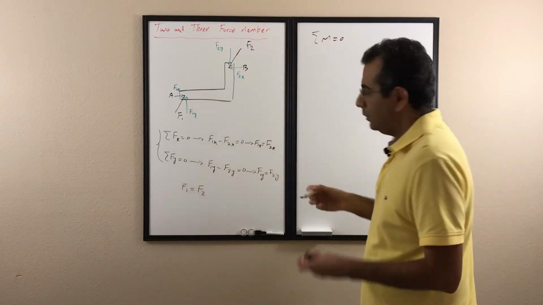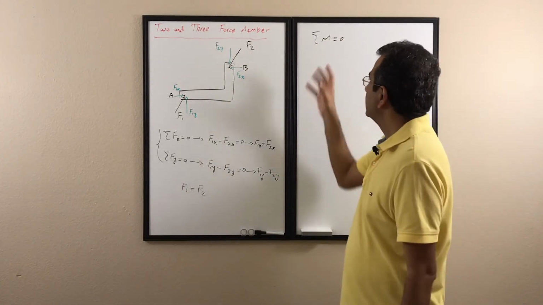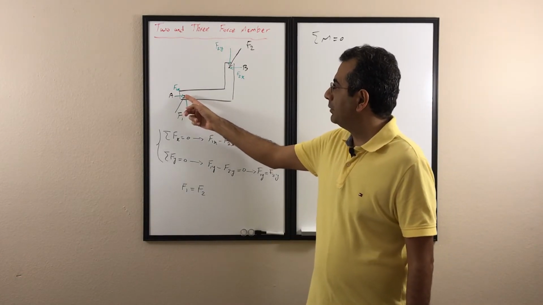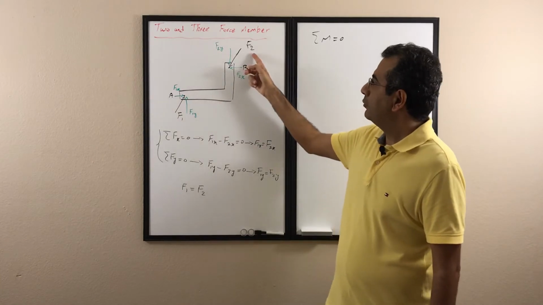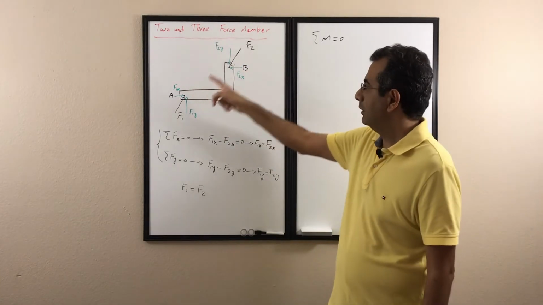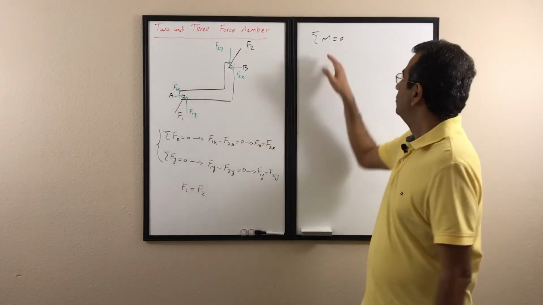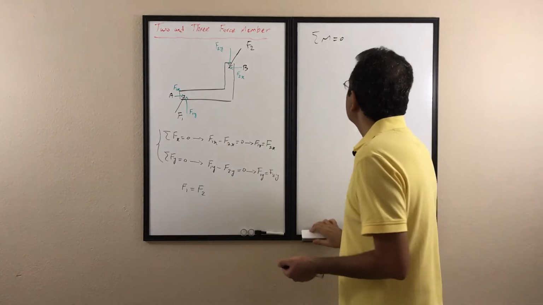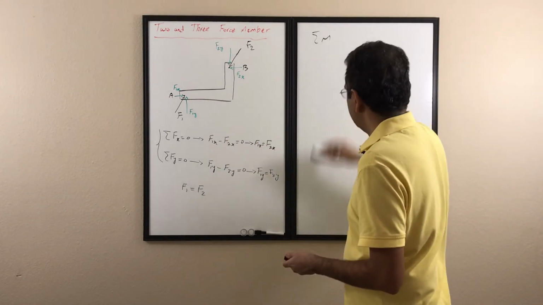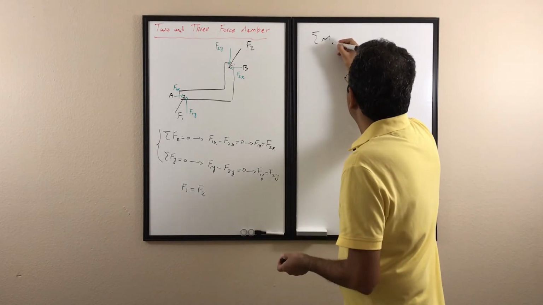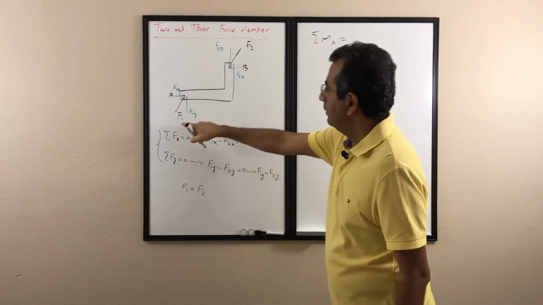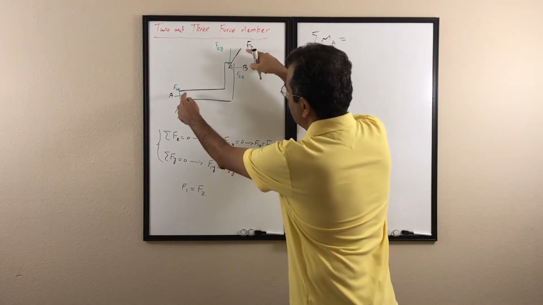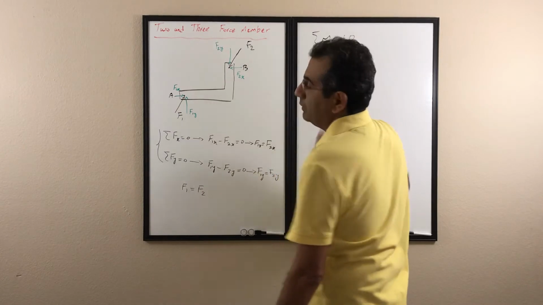About one point, I have to choose which point I want to calculate the sigma M. Now, if I choose A and write the sigma M about point A, then F2 has some moment about point A, and it's going to rotate that object. So it's not going to be 0. If I write the sigma M about A, F1 is 0, but F2 has a moment about point A. So it's not going to be 0.